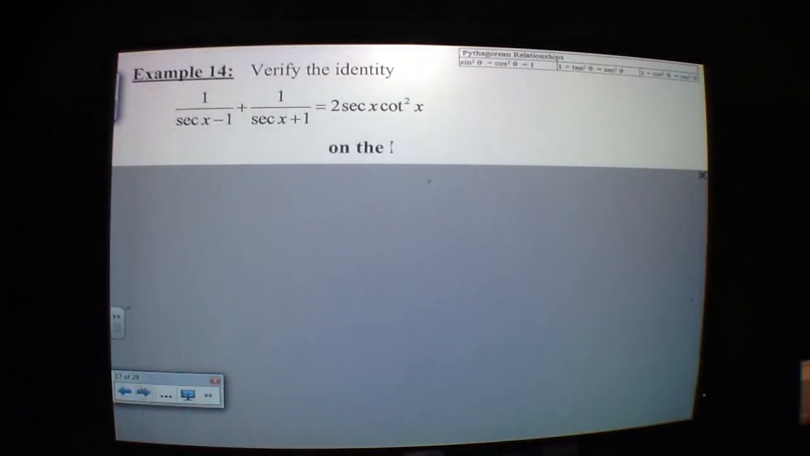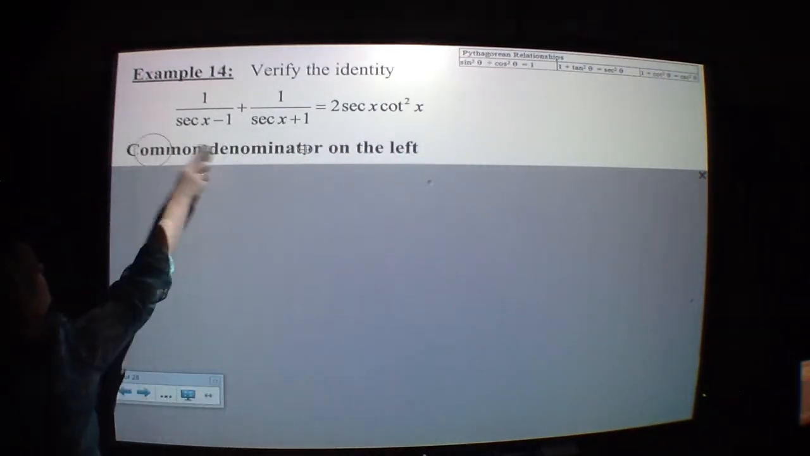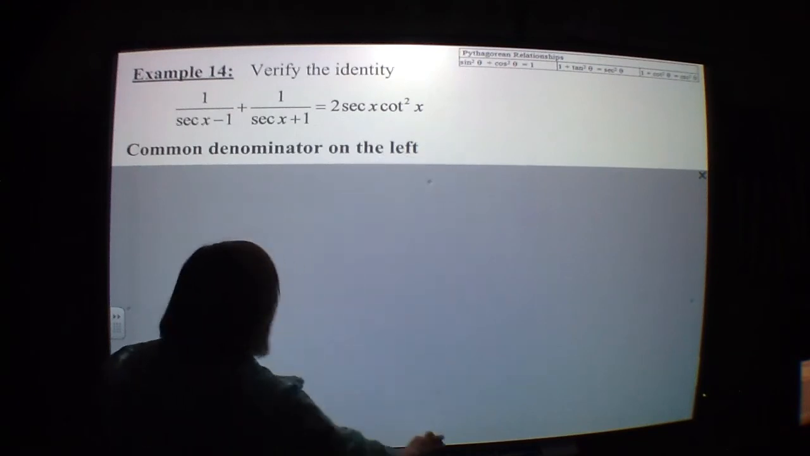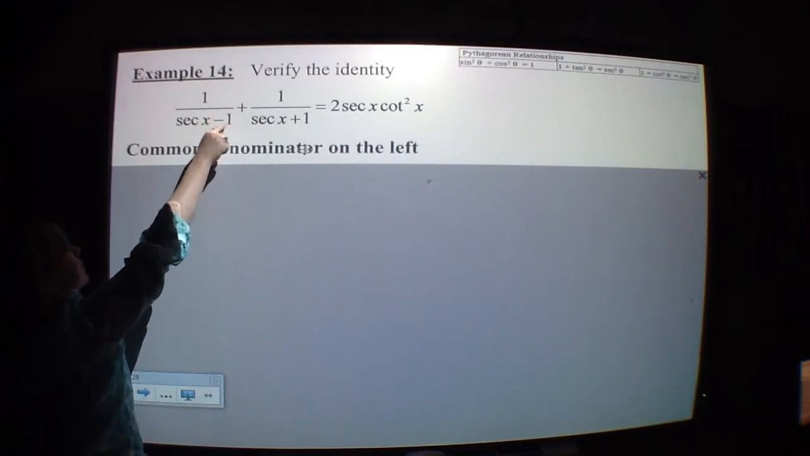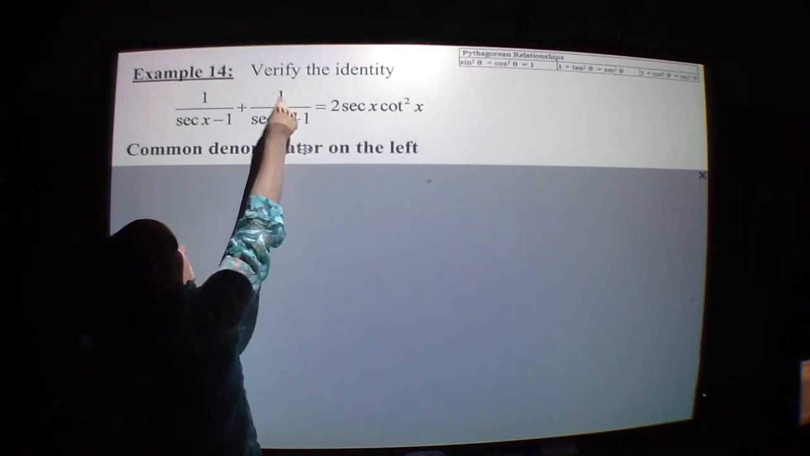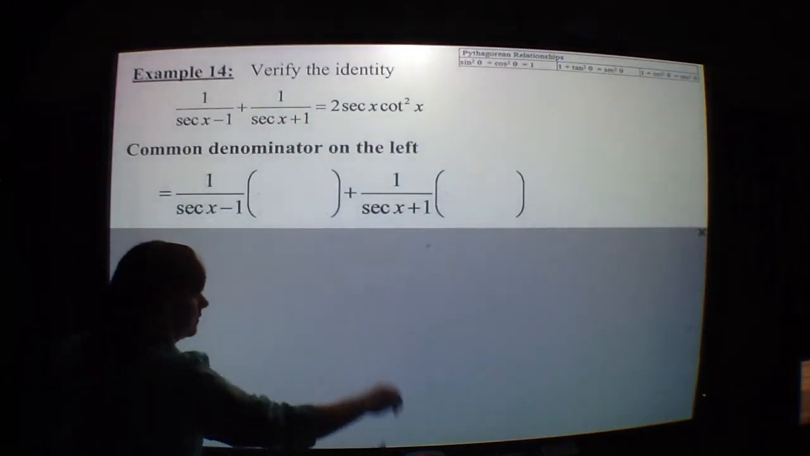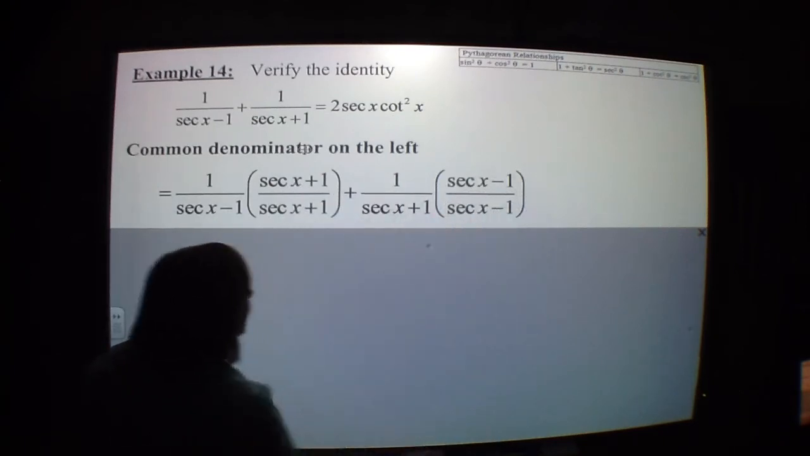Example 14. Verify the identity. When you're looking at example 14, right side, left side, one side looks a little more complicated. To me, the left side looks complicated, so I would work on the left first. So I am going to work on the left side and get a common denominator. So if I multiply the first term by secant of x plus 1 over secant of x plus 1, and the second term by secant of x minus 1 times secant of x minus 1, and that's what I have right here, I will have a common denominator.